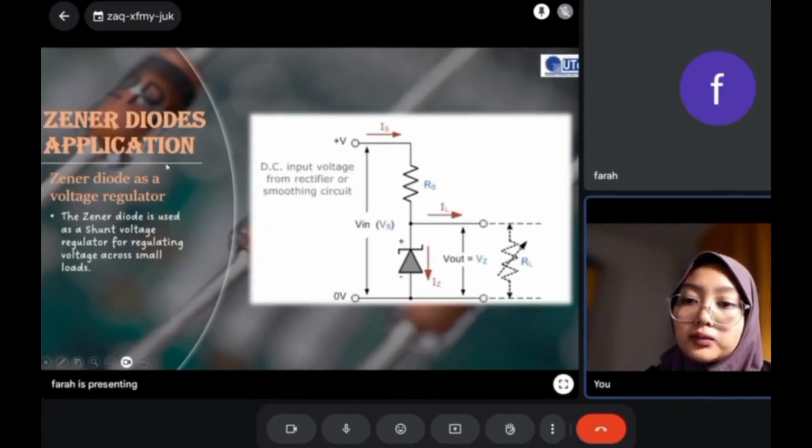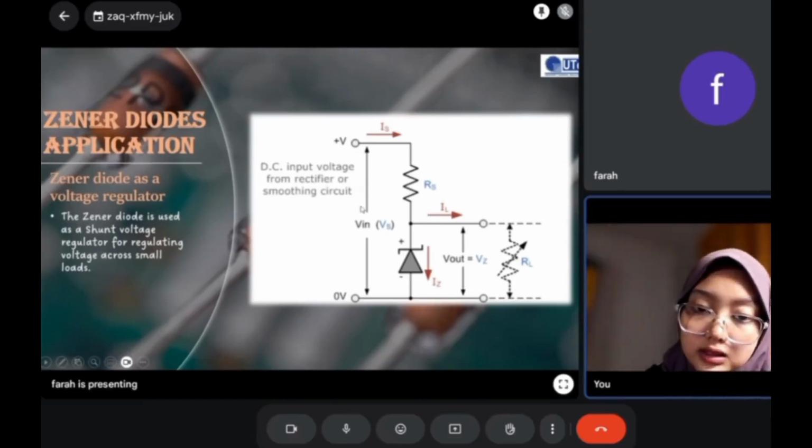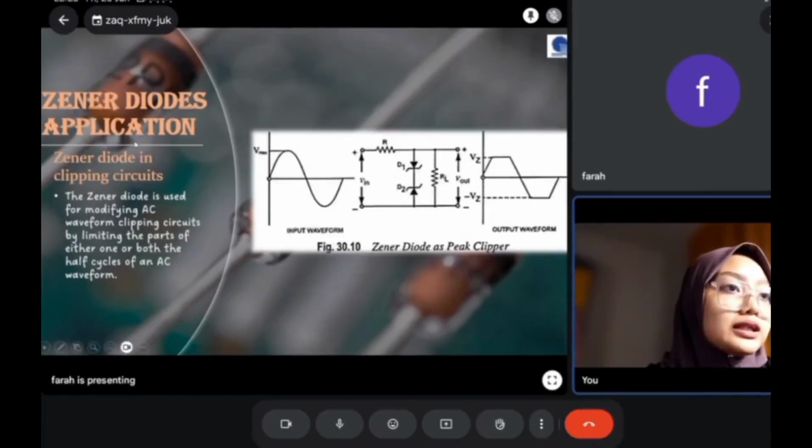The next is Zener diode applications, which is the Zener diode as a voltage regulator. The Zener diode is used as a shunt voltage regulator for regulating voltage across small loads. So this is the DC input voltage from the rectifier or smoother to the circuit, and this is the Vin, and this is the diode here, and this is the Vout.